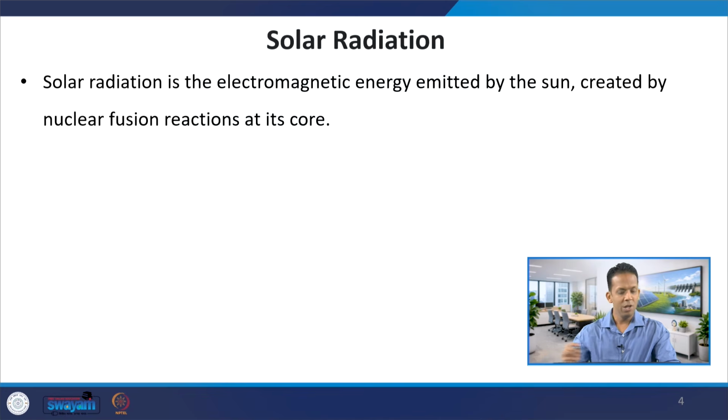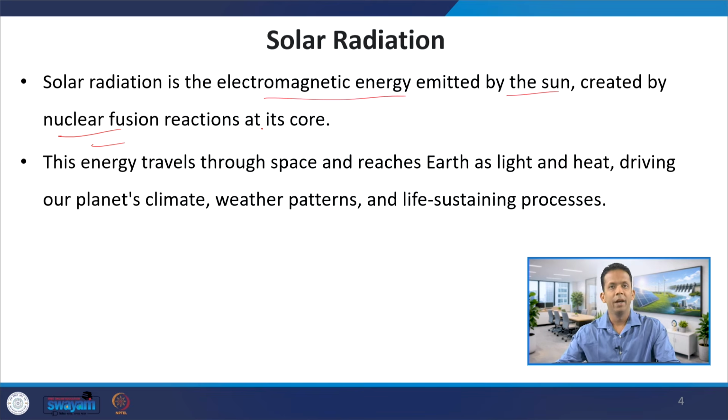So solar radiation is the electromagnetic energy emitted by the sun, created by nuclear fusion reactions which occur at its core, and it is this energy which travels through space and reaches the earth in the form of heat and light. This energy drives our planet's climate, weather patterns, and life sustaining processes.